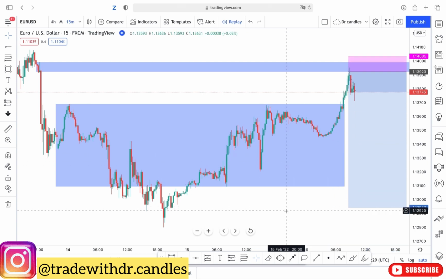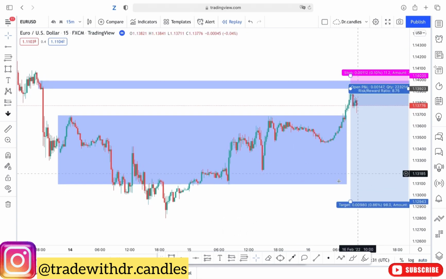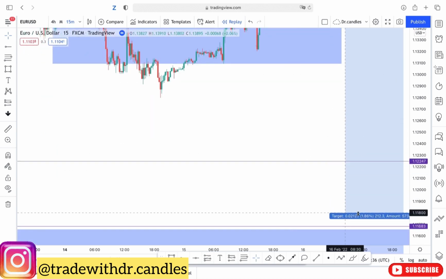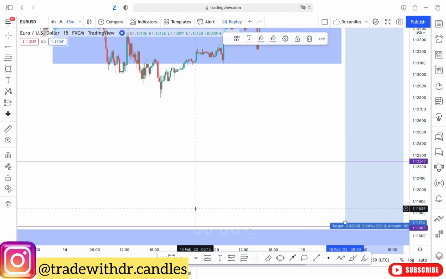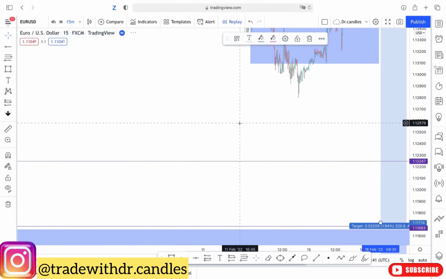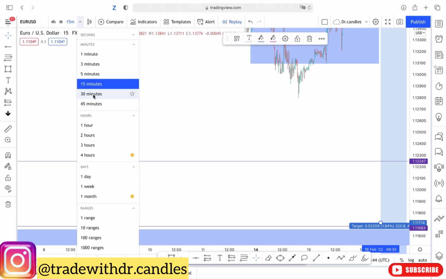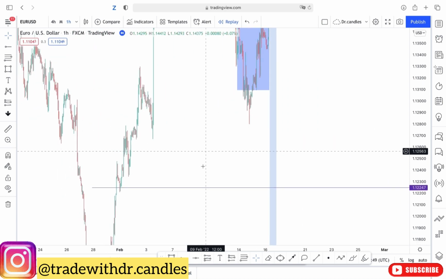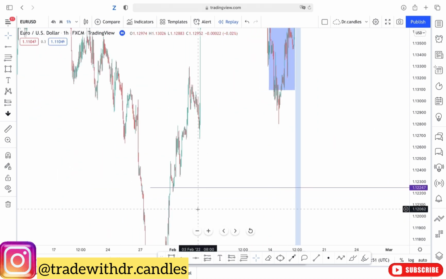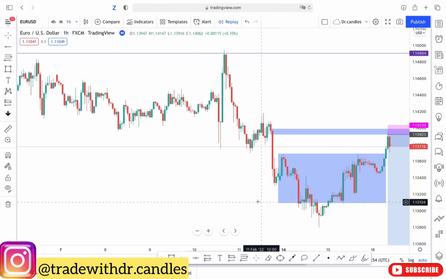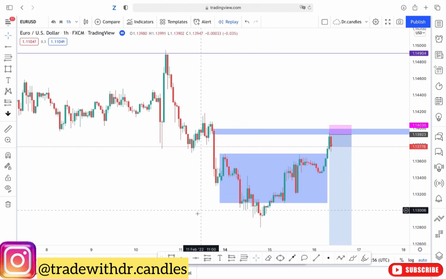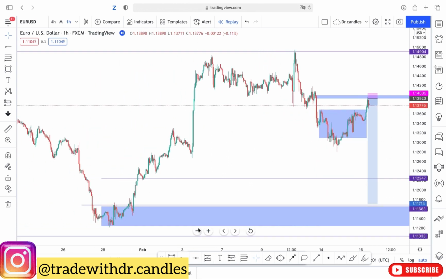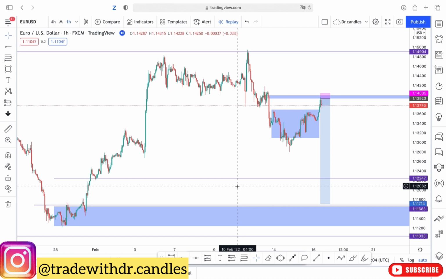So now your take profit, we can now move on to the end of the demand zone. You see, so let me now move on to the H4, or let me go to the H1. You see, when you move on to the H1 time frame, you realize that this is a complete setup. So when you move on to the H1, you see this is a complete setup.